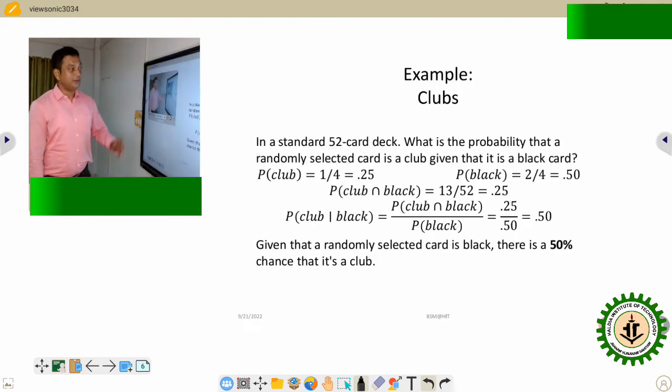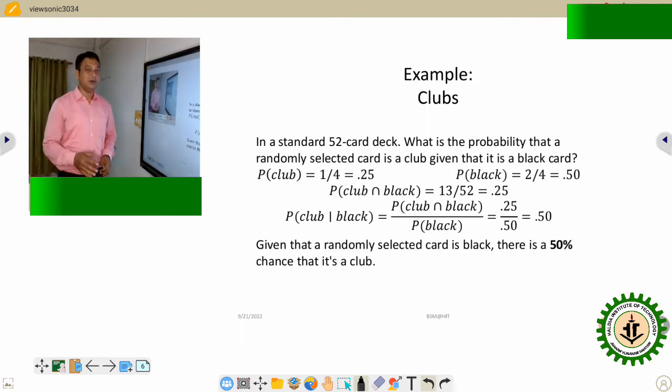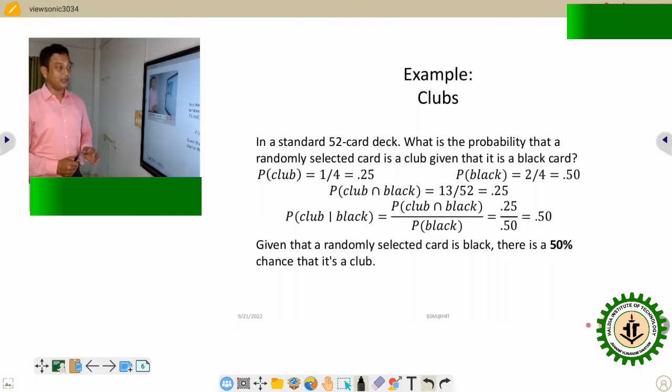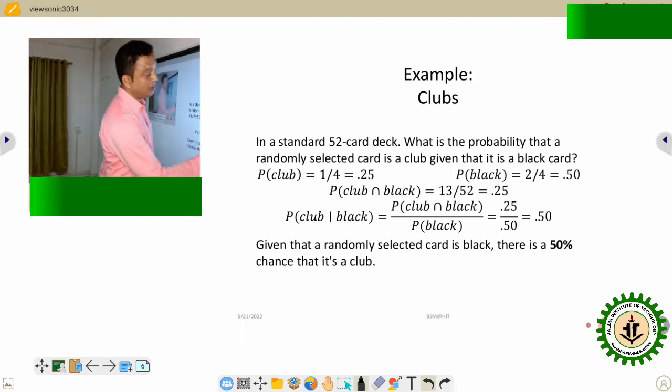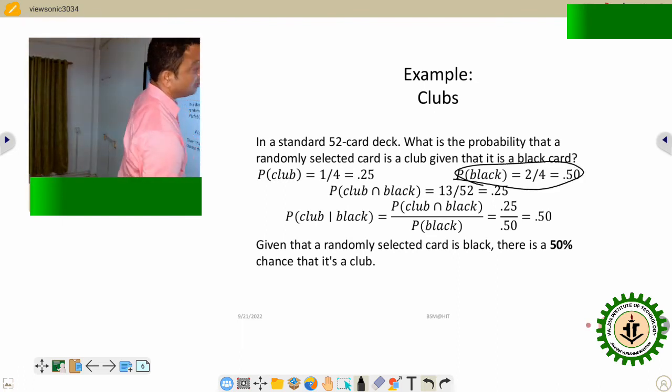Another example, with a deck of cards. In a deck there are 52 cards, and as we discussed in our first part, there are 4 suits and 2 colors, black and red. What is the probability that a randomly selected card is a club, given that it is a black card? How many black cards do you have? Black cards are half of the total cards, so the probability of black equals 0.5.